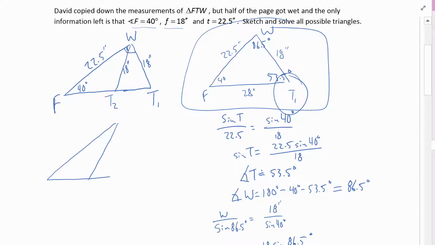The one that looked like this. F is 40, 22.5 for little t, 18 for little f. We've got W there. We're now looking at T2. Remember that W T1 T2 is an isosceles triangle, and we found that this was 53.5, which means that this angle is 53.5. So we've got 53.5 right here.